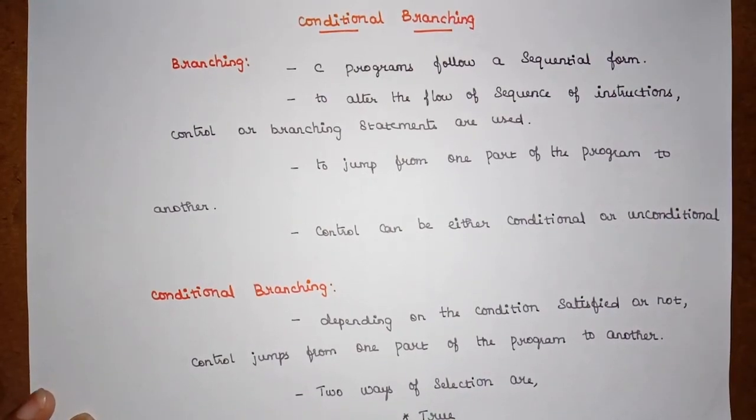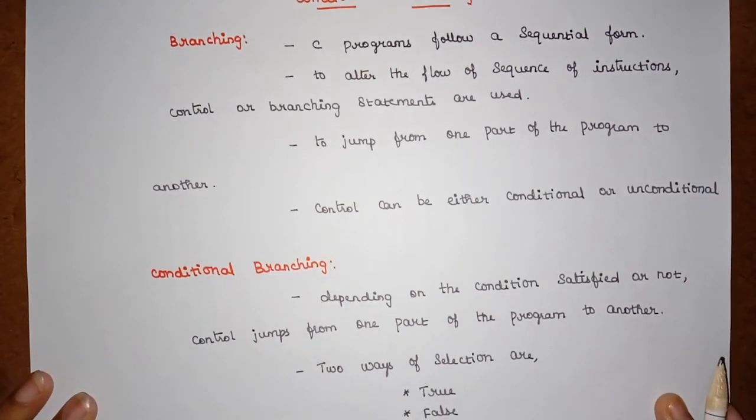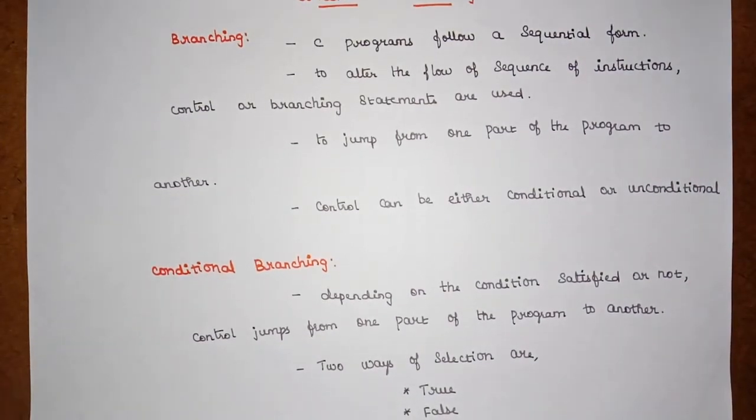This is generally about branching. Then coming to conditional branching. When we say conditional branching, depending on the condition, the control jumps from one part of the program to another part. If the condition is satisfied and it returns the result true, then the control jumps from one part of the program to another. In the same way, if the condition is not satisfied or the condition becomes false, then also the control jumps from one part of the program to another part. So based on the condition, whether it is satisfied or not, the control jumps from one part of the program to another part.